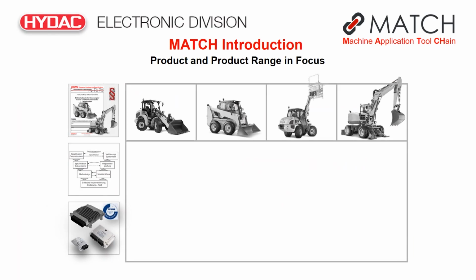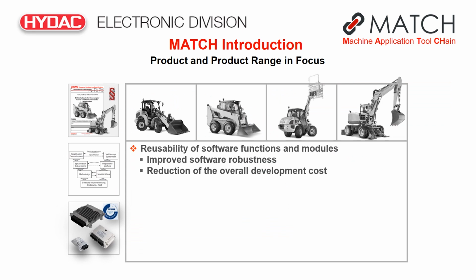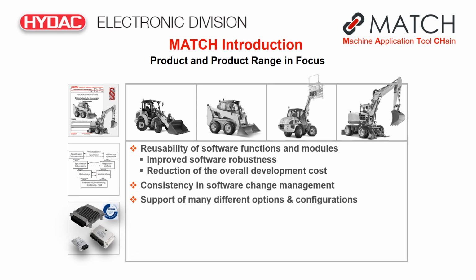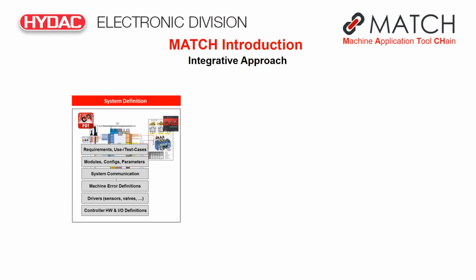One of the many ways that MATCH can help reduce overall development costs is with reusable software functions. A function that is developed for one model can then be replicated onto other models in the range of products. This improves consistency in change management and also supports many different options and configurations throughout the range of products. MATCH takes an innovative approach to software development by integrating each of the modules together into a complete package.